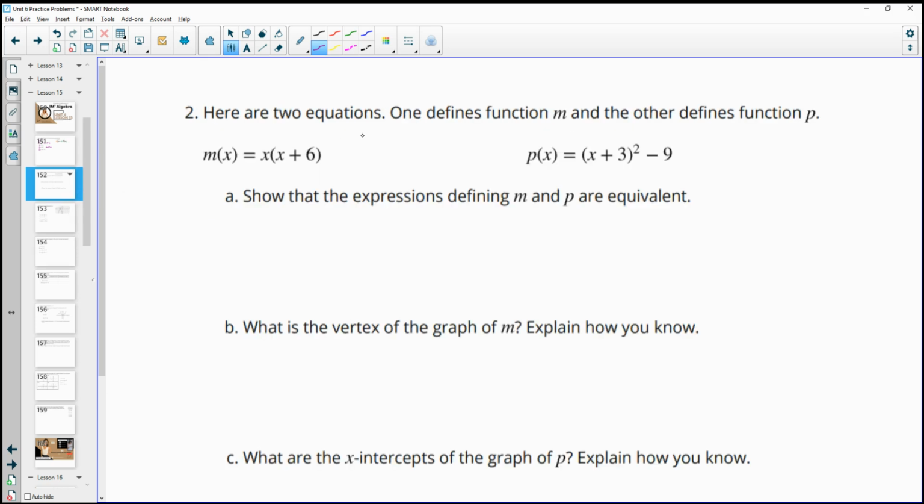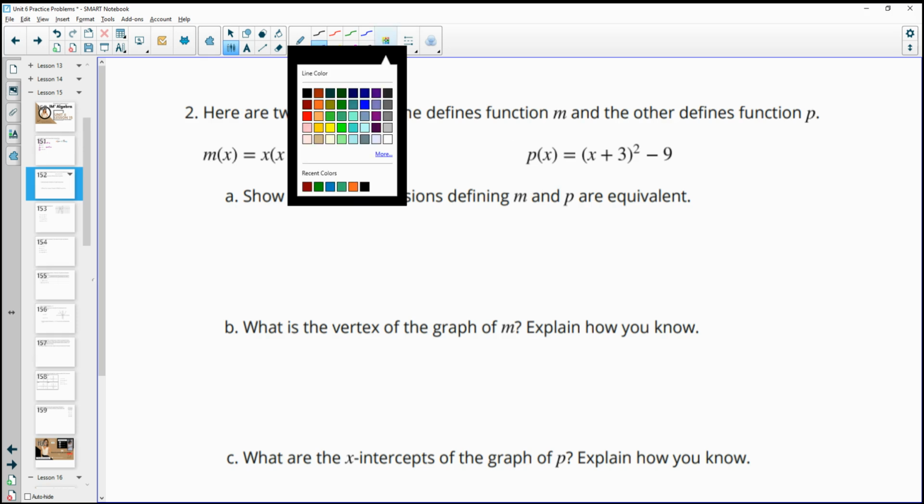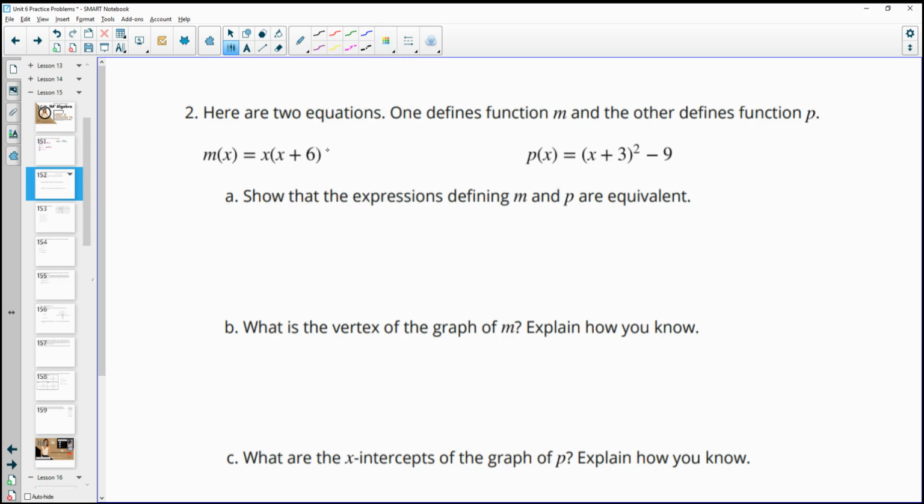Number 2, here are 2 equations. One defines function M, the other defines function P, so we can see this. It says, show that the expressions defining M and P are equivalent. So we're going to just multiply out both functions so that we can see them in standard form. So if we distribute this x in, so we're going to do x times x and x times 6. So we find out that M of x is equal to x squared plus 6x when it's expanded.